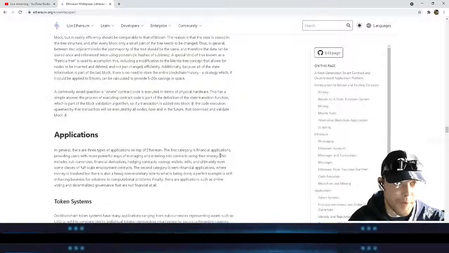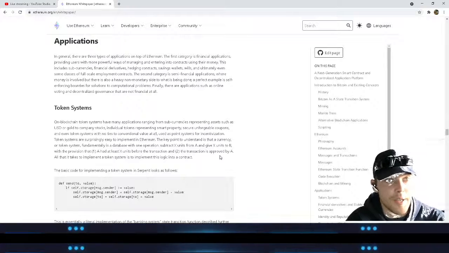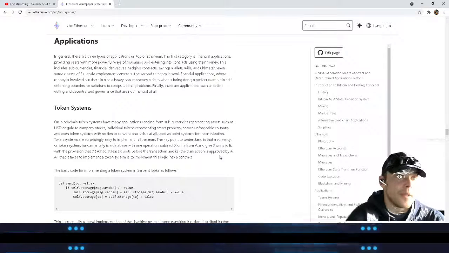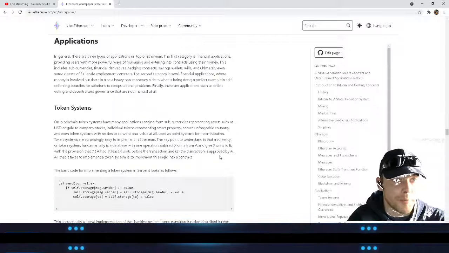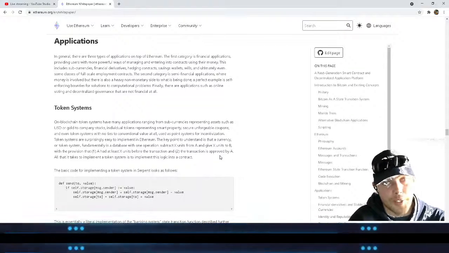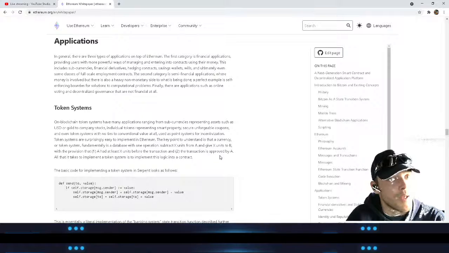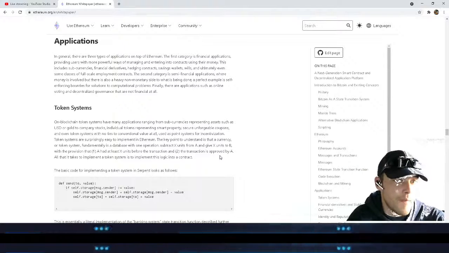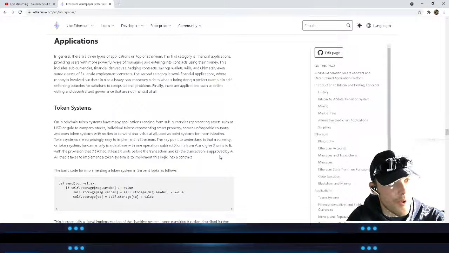In general, there are 3 types of applications on top of Ethereum. The first category is financial applications, providing users with more powerful ways of managing and entering into contracts using their money. This includes subcurrencies, financial derivatives, hedging contracts, savings wallets, wills, and ultimately even some classes of full-scale employment contracts. The second category is semi-financial applications where money is involved, but there is also a heavy non-monetary side to what is being done. A perfect example is self-enforcing bounties for solutions to computational problems. Finally, there are applications such as online voting and decentralized governance that are not financial at all.